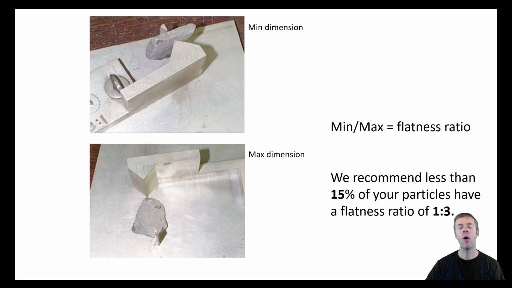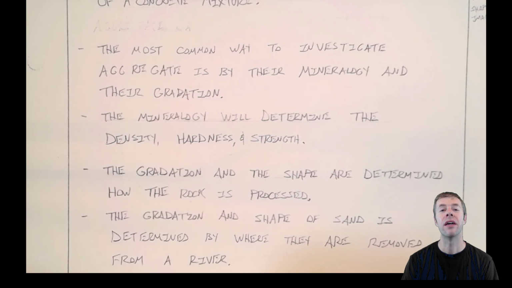The most common way to investigate an aggregate for concrete is to usually describe it by two parameters. One, the mineralogy. That's what type of rock is it? Is it a limestone? Is it a river gravel? Is it a granite? Is it a sandstone, quartzite? That type of information. And the other is the gradation. That's the size distribution. That's what I was talking about previously.